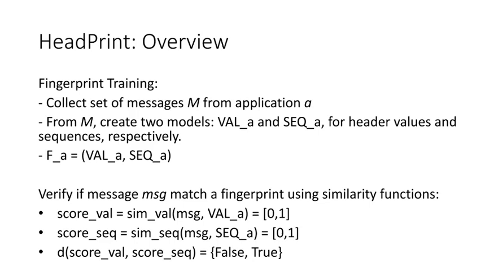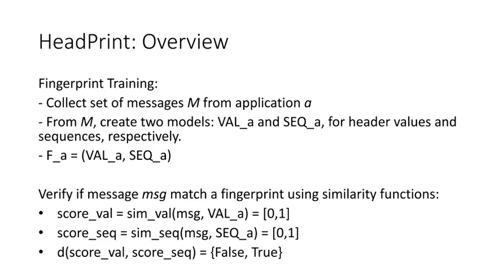So fingerprint training works as follows. We collect the messages from a specific application, and then we create two models, one for the header values and one for the sequences. And the fingerprint is a tuple of these two models. We also have two similarity functions, one for each of these models, which allow us to compare a network message with the model of a fingerprint.